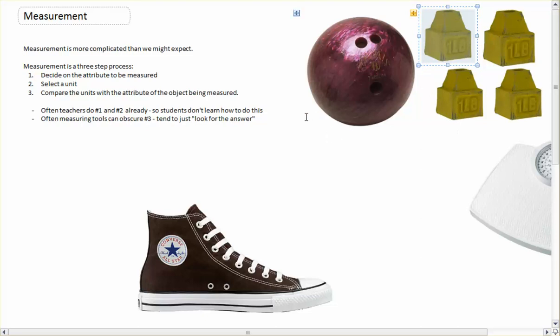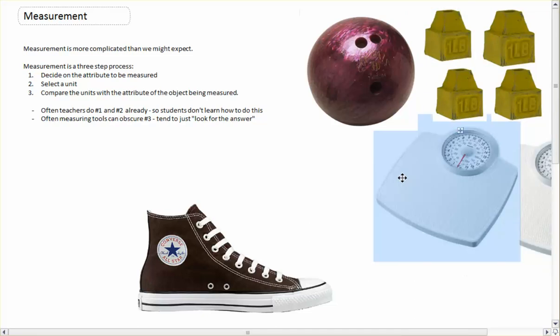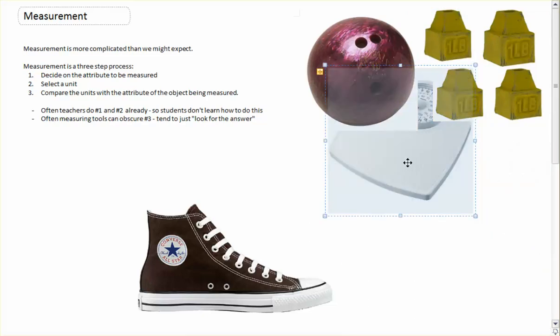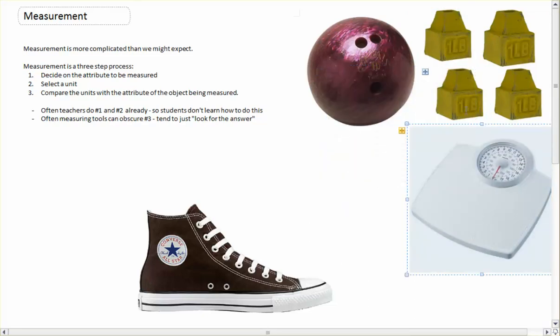Unfortunately, these three steps are often obscured for students. Often teachers just do number 1 and 2. They give them a bowling ball and say, measure how many pounds it is. That's doing number 1 and 2 for the students. Also, number 3 can be obscured by the measuring tool that's used instead of a balance. If it's on a scale, you just throw it on a scale and read the number. Kids don't get a sense of, I'm weighing this bowling ball against pounds to see how much it weighs.